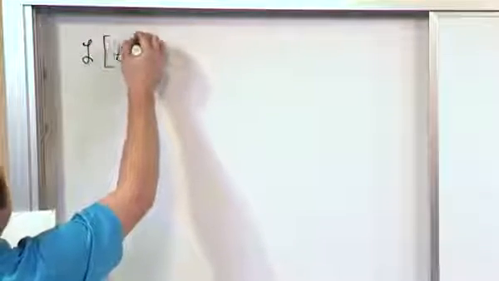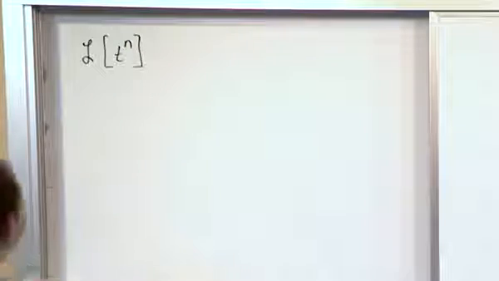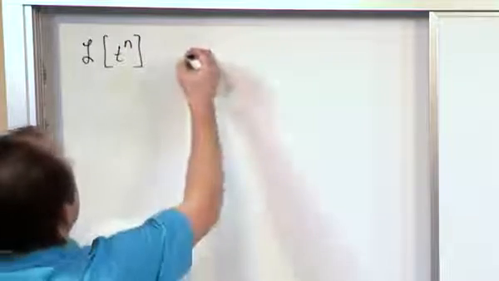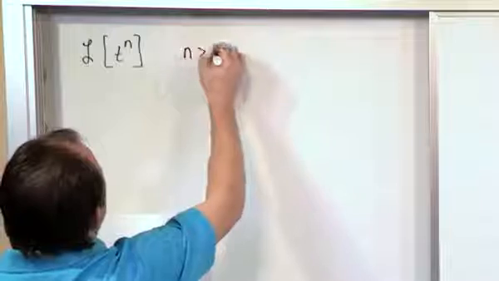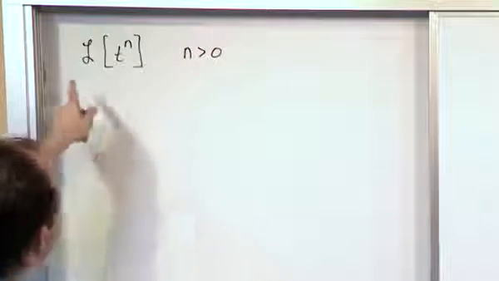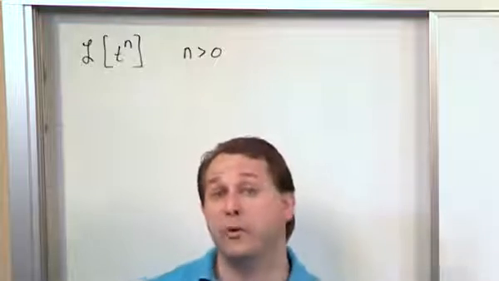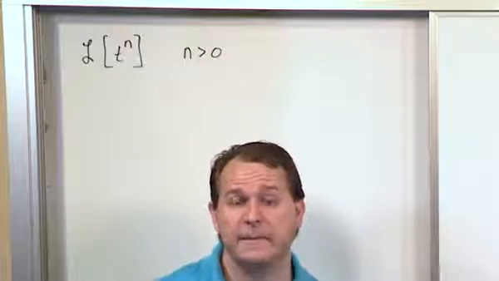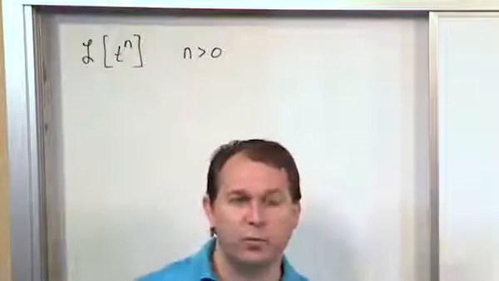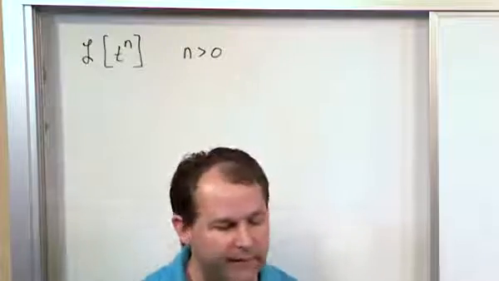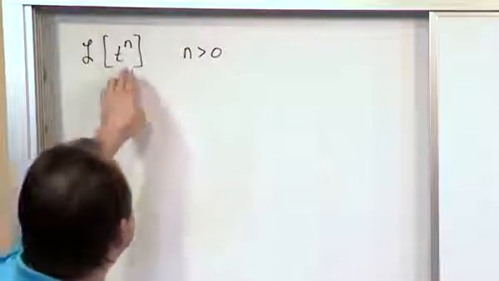So let's learn how to take the Laplace transform of a very important function, t to the power of n. Notice we're talking about functions of time, and in this case n is greater than 0. In other words, this is going to let you learn how to take Laplace transforms of t squared, or t to the fifth, whatever, when you have powers of t.